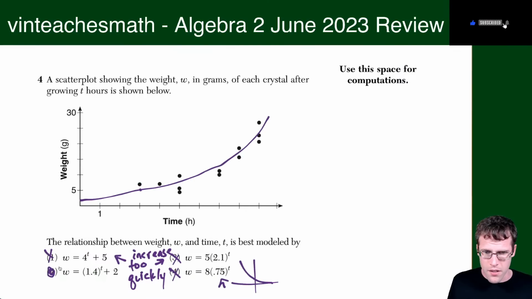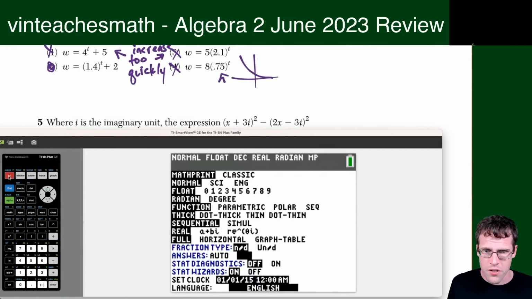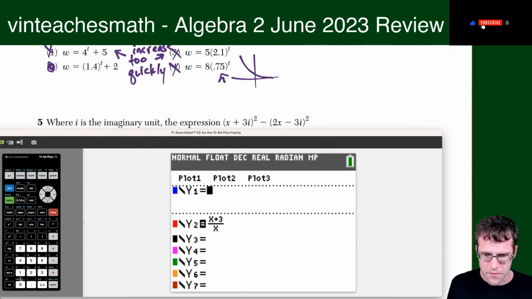Otherwise, once again, you just go to the calculator and you're going to type in the function 1.4t, but you're going to put x, 1.4 to the x, and you're going to press plus 2.